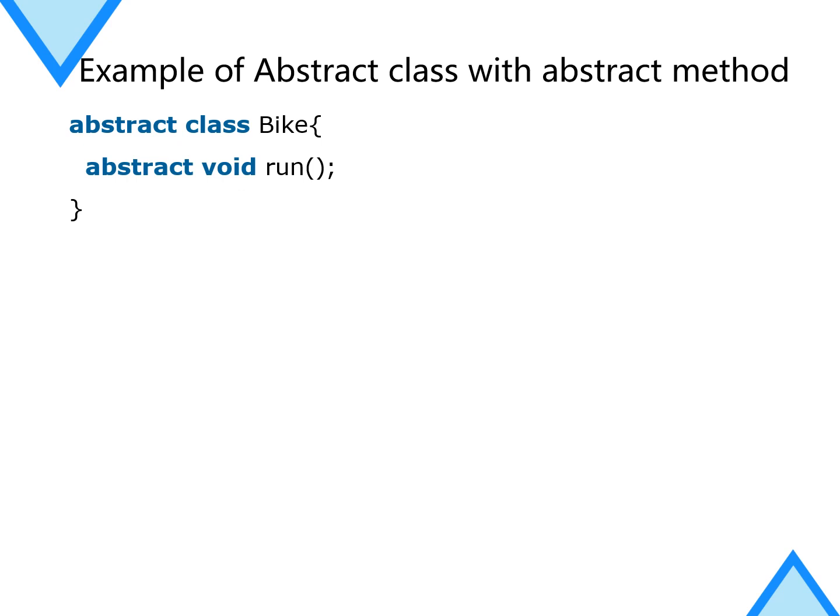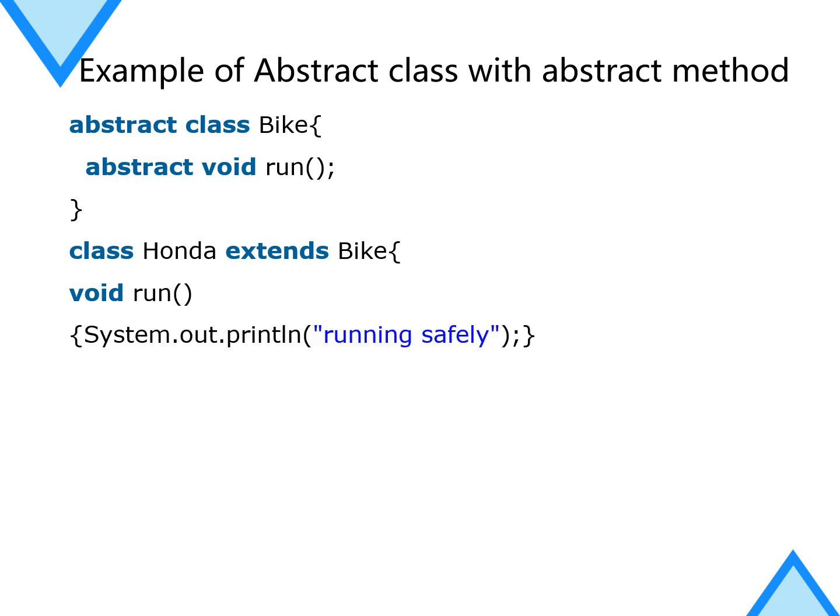As we discussed in the previous slide, an abstract class will not have any implementation, so we will implement the abstract method in the subclass. So class Honda is a subclass which extends the class bike, and again we have the run method which has implementation. In the implementation we are just printing a message, running safely. So this abstract method is implemented in the subclass Honda.